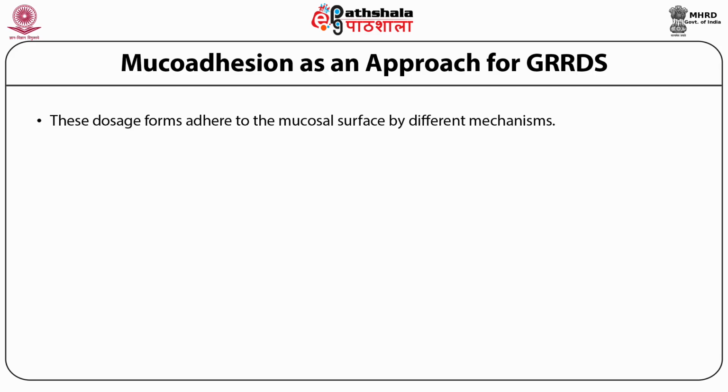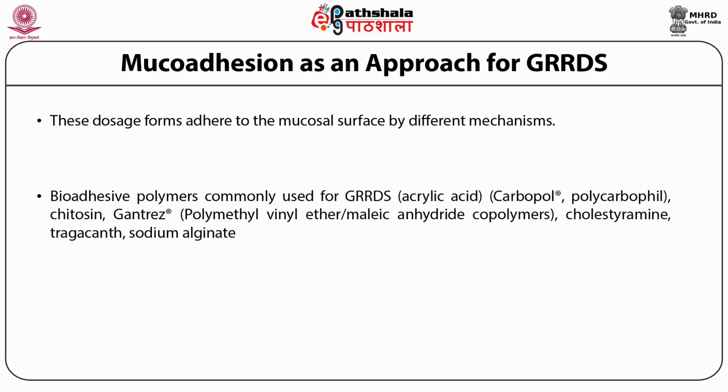The mucoadhesive or the bioadhesive polymers which can be exploited for such purpose include the acrylic acids, including carbopol and polycarbophil. We can also use polymers like chitosan, which is a natural polymer obtained from the chitin source. Then we can have the Gantrez polymer, which is the proprietary name for polymethyl vinyl ether or maleic anhydride copolymers. We can also exploit cholestyramine, tragacanth and sodium alginate for the purpose of designing the gastroretentive drug delivery systems.